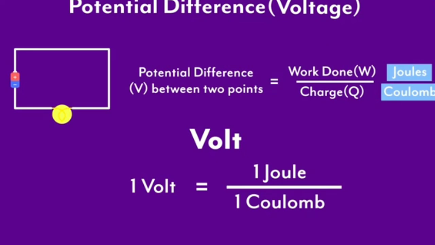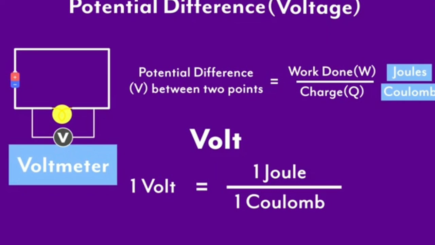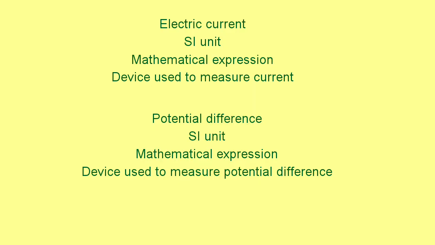And voltmeter is used to measure the potential difference. It is connected in parallel to the circuit of which the potential difference is to be calculated. So, potential difference is equal to work done by a charge, and its unit is volt. So, in this module, you have studied about electric current, potential difference, their SI units, mathematical expression, and the device used to measure it. Thank you, dear children.